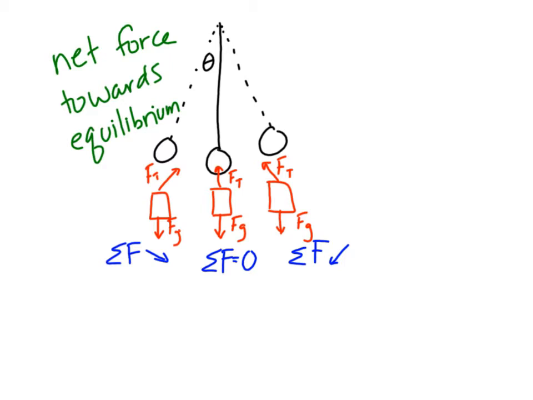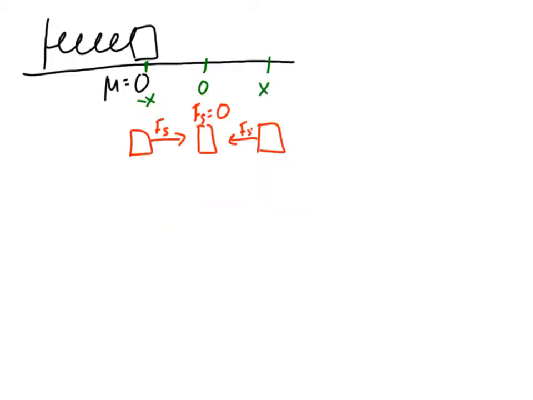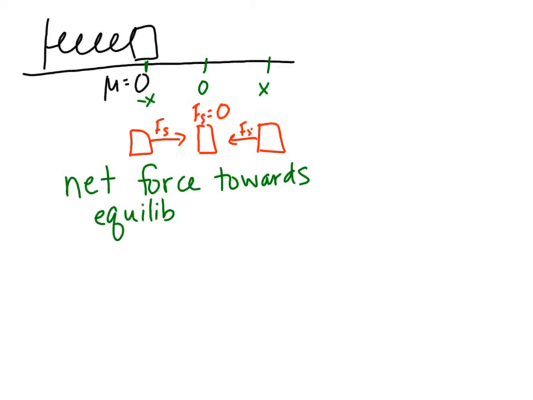So that's kind of interesting. And you could do this for any set of points. And we're going to go back and we're going to look at the spring. And again, the net force always points towards equilibrium. So what we call this is a restoring force.